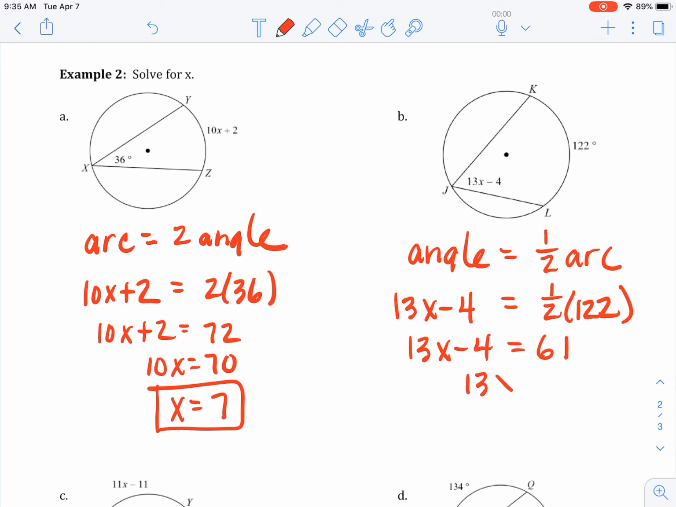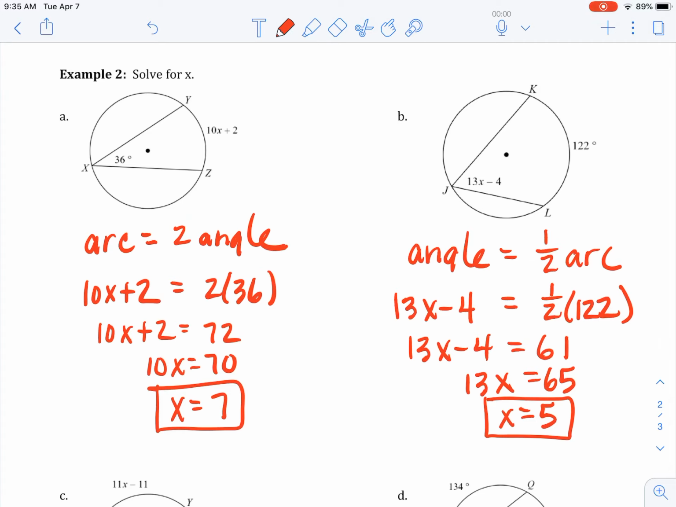So 13x minus 4 equals 61. Add 4 to both sides. 13x equals 65. Divide by 13, your x will equal 5. Okay? So again, it just depends where your variable is, the way you might want to use the formulas. And it certainly wouldn't be wrong if you wanted to do this problem and just say, I'm just going to double the angle to get to the arc.